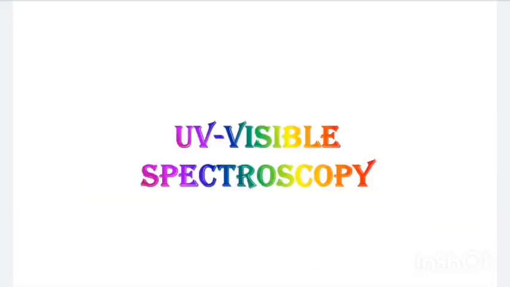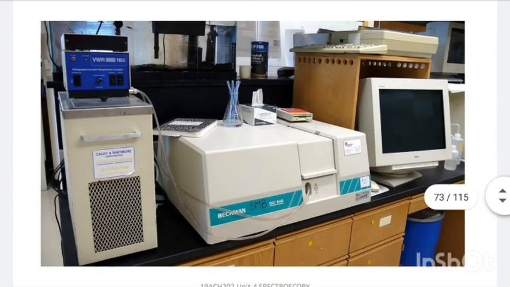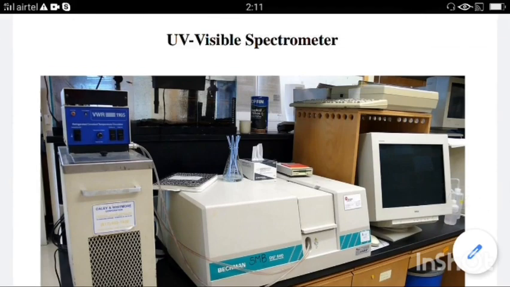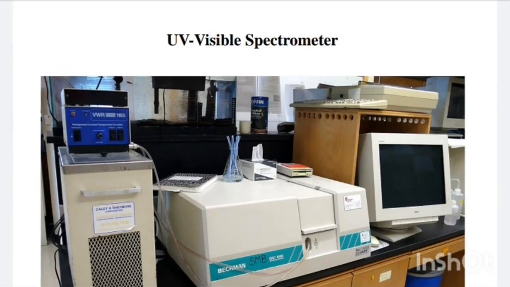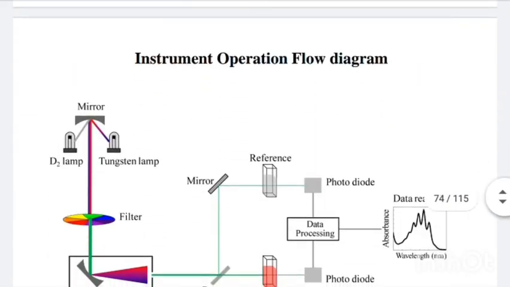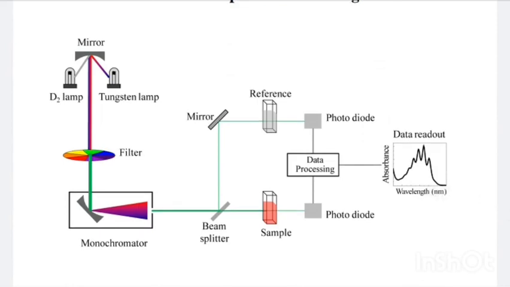In this video class, we are going to see UV visible spectroscopy. This is a typical UV visible spectrometer, which works on a principle, and the block diagram of this UV visible spectrometer is given. Here two lamps are used: one is a deuterium lamp, another one is a tungsten lamp.